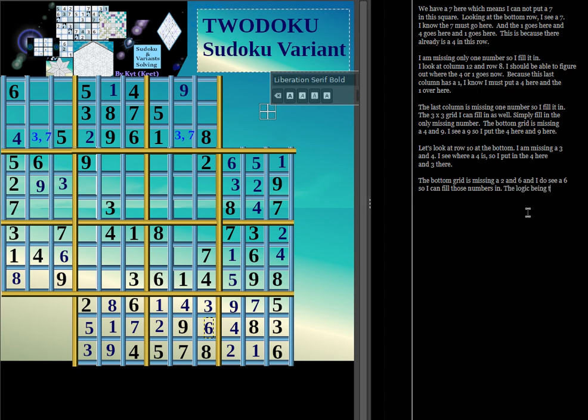The logic being that we cannot duplicate numbers in the same column or row within the 9 by 9 grid. I am going to fill in the top row 1, column 7, as I now know that it takes the 2.